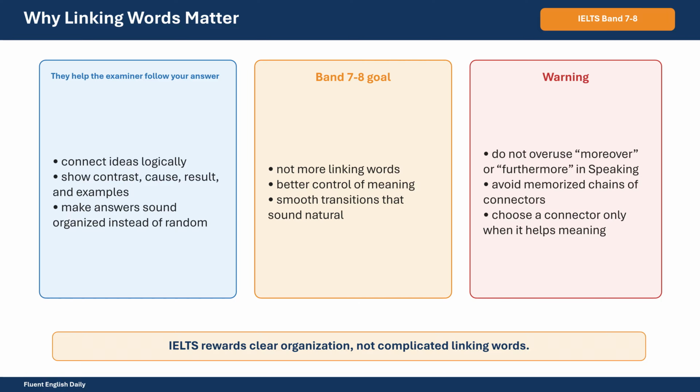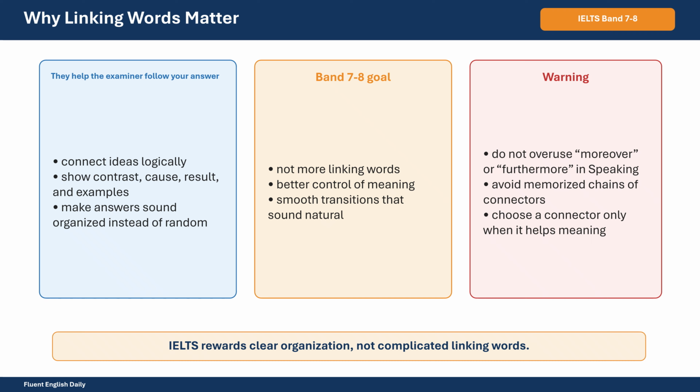Public transport is affordable. It is sometimes unreliable. The ideas are clear, but their relationship is not fully expressed. We can improve the connection by saying, public transport is affordable. However, it is sometimes unreliable. The word however immediately tells the listener that the second idea contrasts with the first.